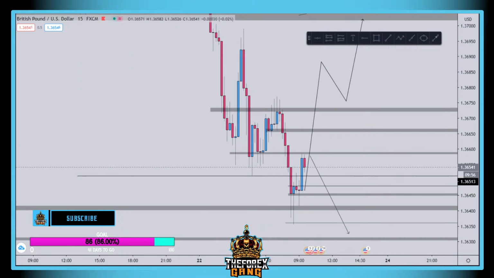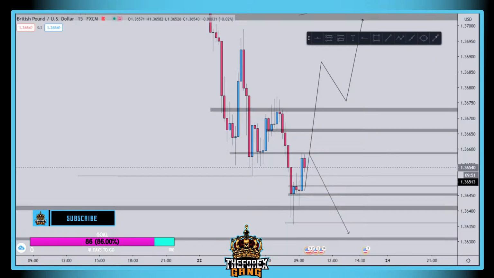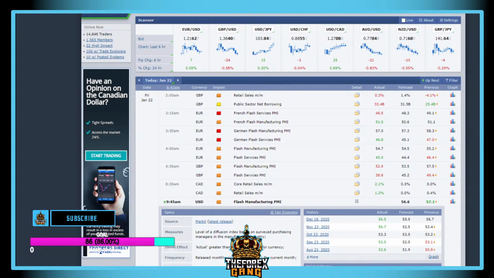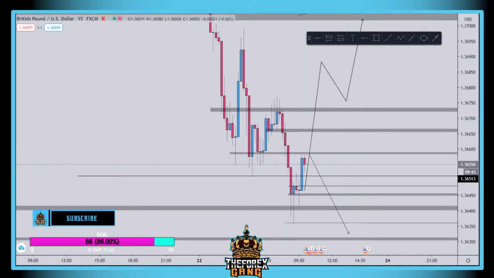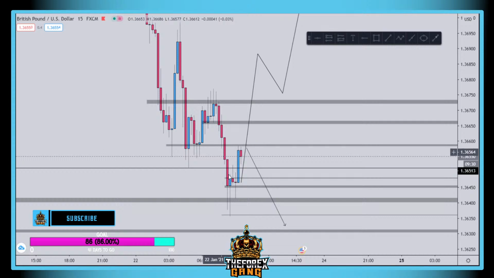Yeah. But today is flash manufacturing PMI at 9:45. Usually when there's flash manufacturing PMI, it goes far, like 50 to 100 pips. Oh, I see. So there's a chance it might break below. Yeah. Or it could be making a support right now to go up.